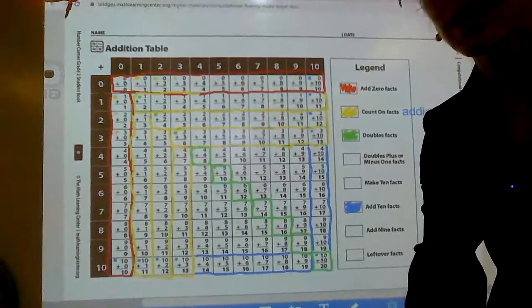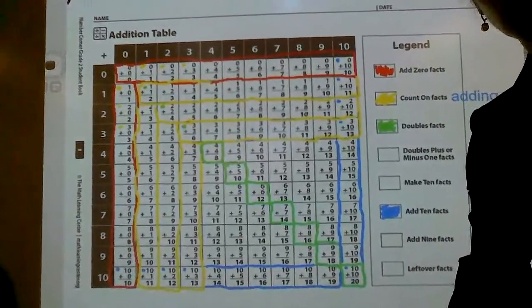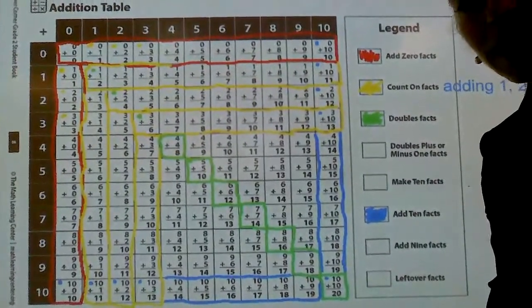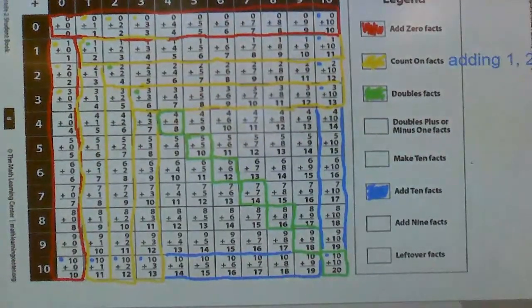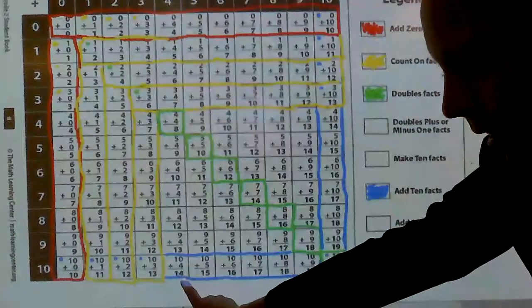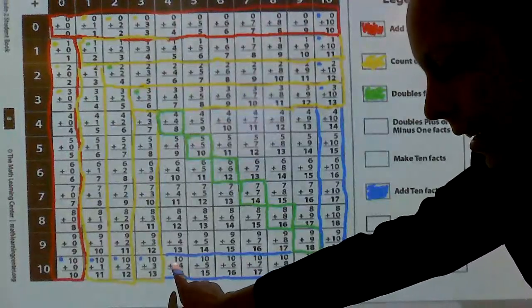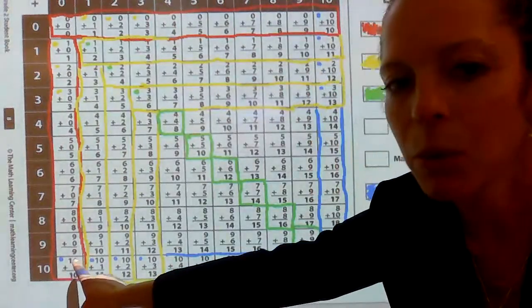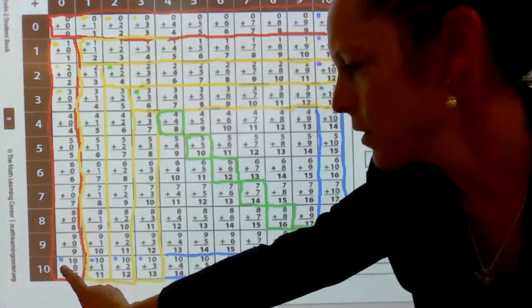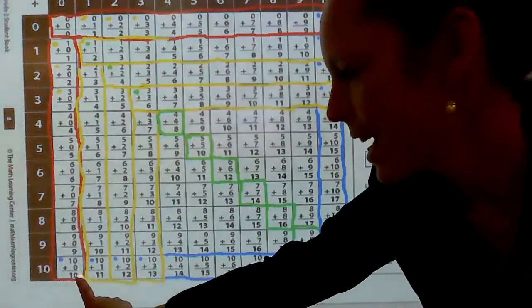So now we're going to add our new strategy, the add 10 facts. If you look at the legend, I have colored in blue on the add 10 facts. And you will see, starting at the bottom, here they are. And starting way over in the corner, I put a blue dot because we already have a different strategy, and now we're adding another one.